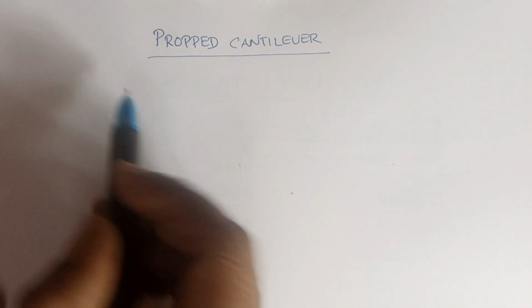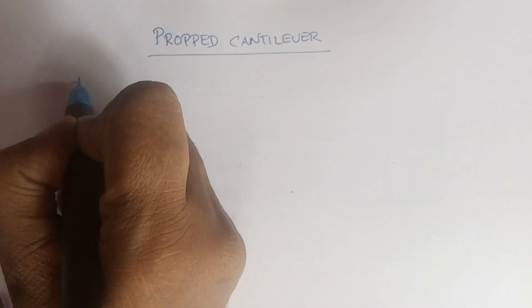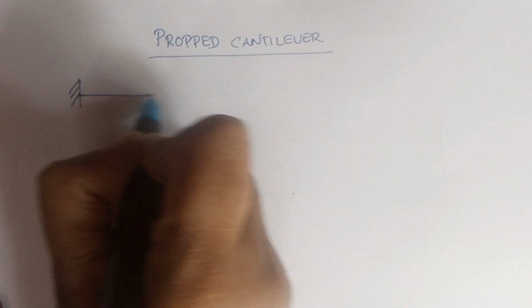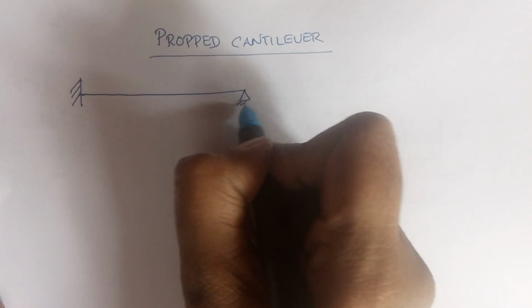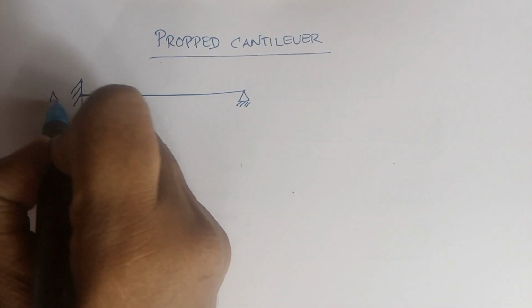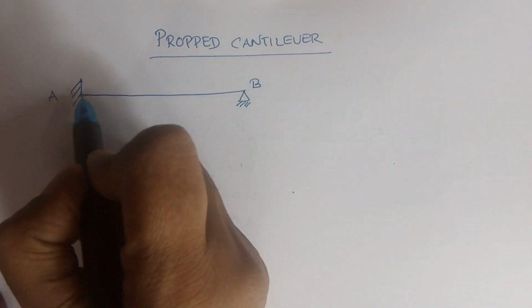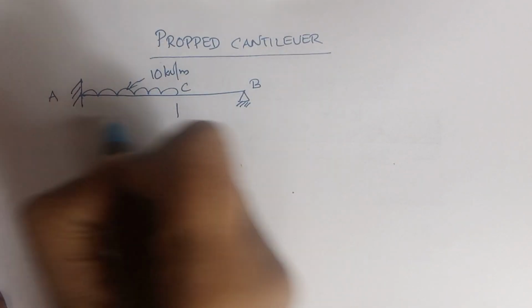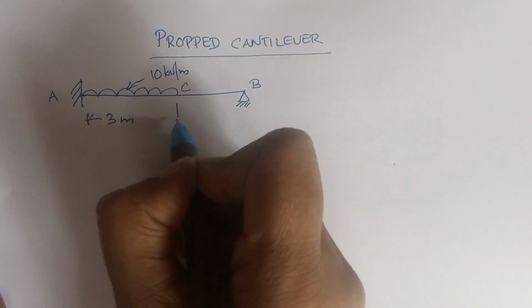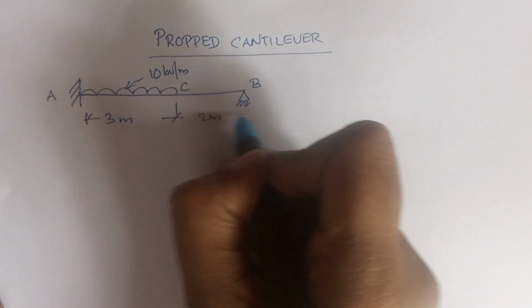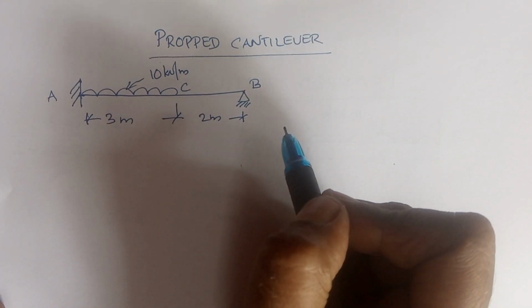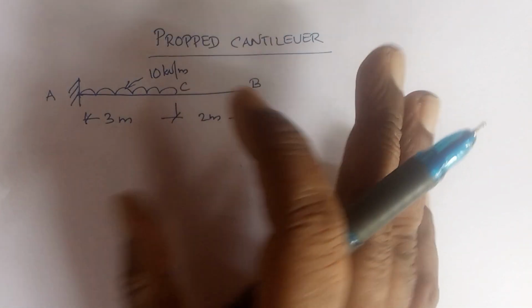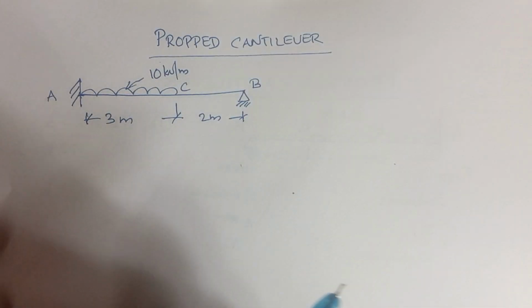So I'm going to start with the analysis of a propped cantilever example. A propped cantilever is a beam with one end fixed, the other end on hinges. So this is a beam AB with uniformly distributed load 10 kilonewton per meter for a length of 3 meter, and the span of the beam is totally 5 meter. So you have to do the analysis, means draw the shear force diagram, bending moment diagram.